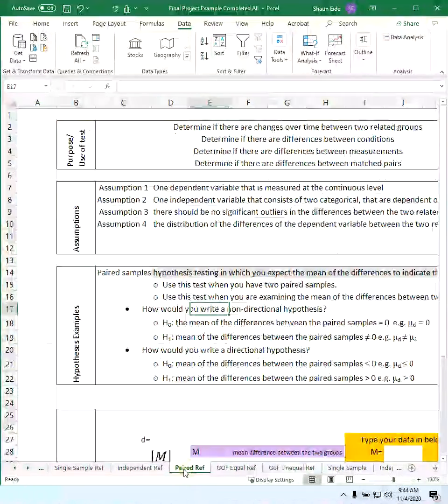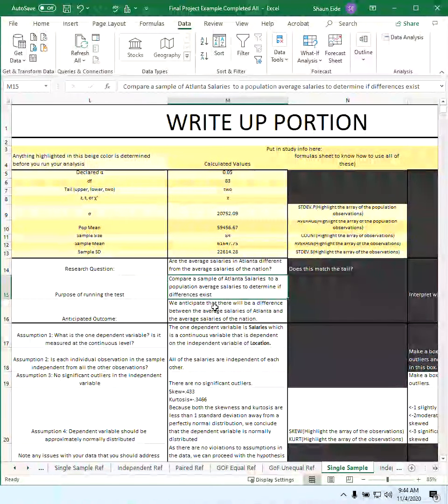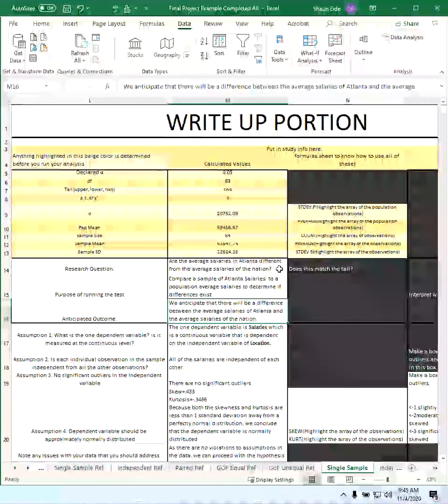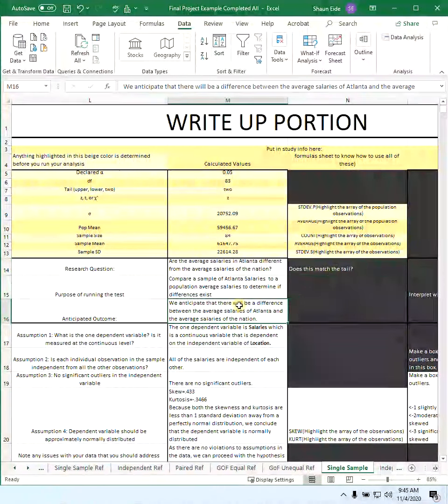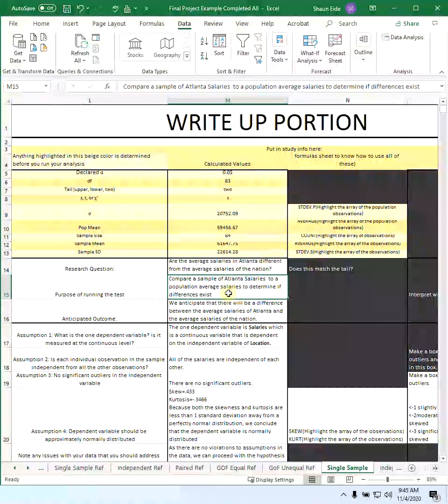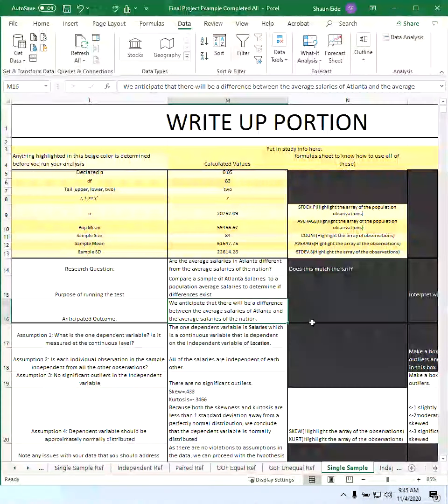So let's see here. Oh, sorry, single sample. The purpose of running the test is to compare the salaries to see if there's a difference. Anticipated outcome: we anticipate that there will be a difference between the average salaries of Atlanta and the average salaries of the nation. Okay, all of these need to match. All the tails need to match. In other words, difference, difference, difference. Just different, different, different. If this says less than, this also needs to say less than, and this needs to say less than. Greater than, greater than, greater than. Make sure that they all match.